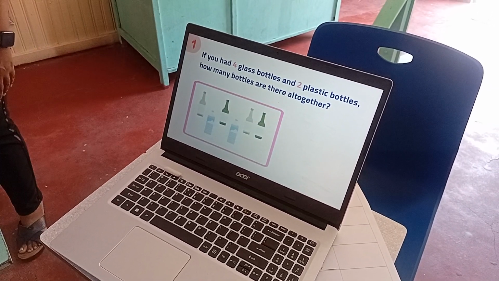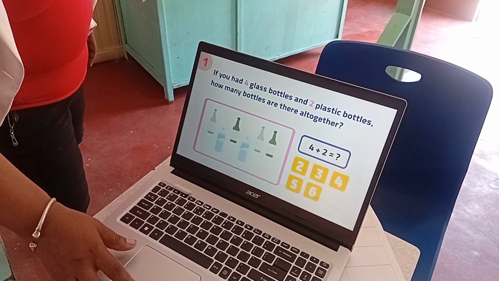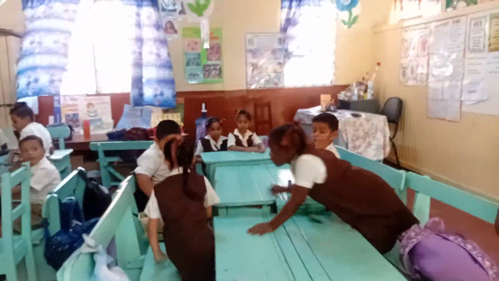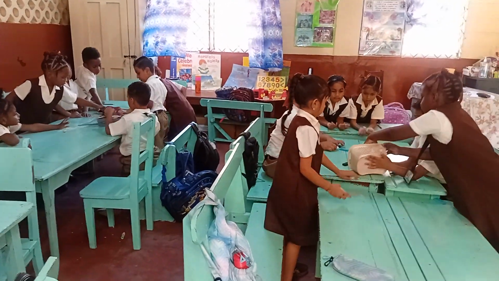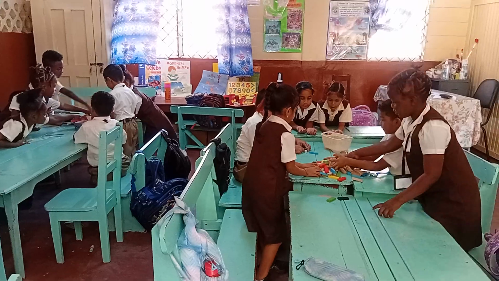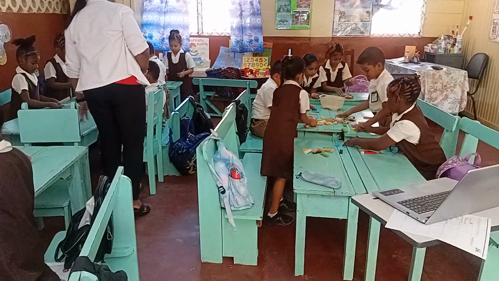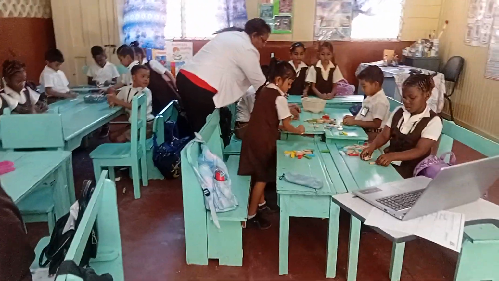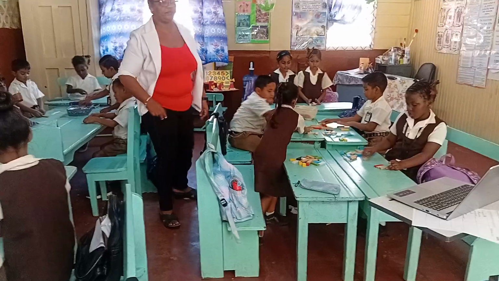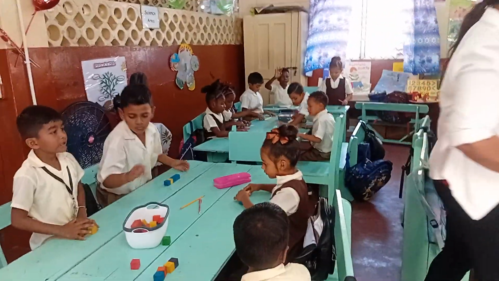If you had 4 glass bottles and 2 plastic bottles, how many bottles are there altogether? Good. So if you have 4 bottles, get 4 counters for me in front of you. Put them in the middle. You have 4 bottles, and then you have 2 more. How many will you have altogether? Just 4 bottles, and then put 2 more. Count them up for me now. Quietly. How many will you have altogether?